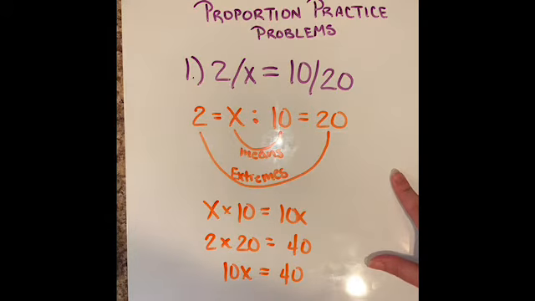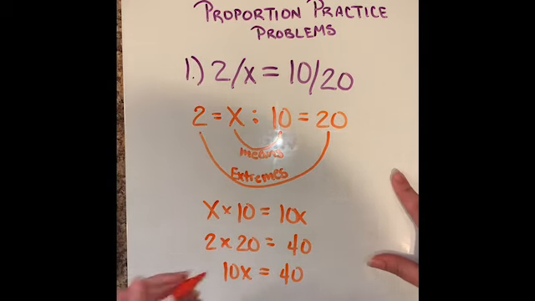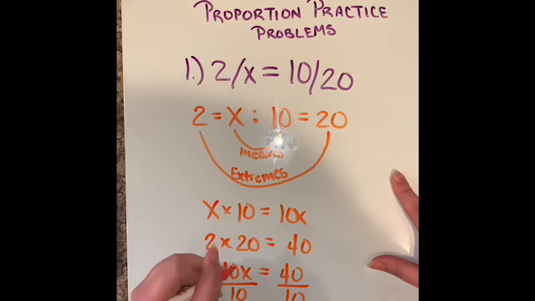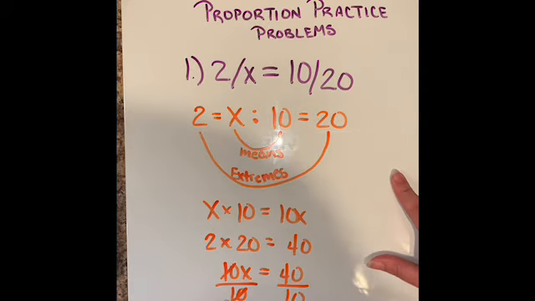Anytime you have a number with x, you have to divide by that number on both sides in order to get x by itself. So we're going to divide by 10 on both sides. On this side, your 10s cancel each other out, so we're just left with x. And 40 divided by 10 is 4. So our answer is x equals 4.